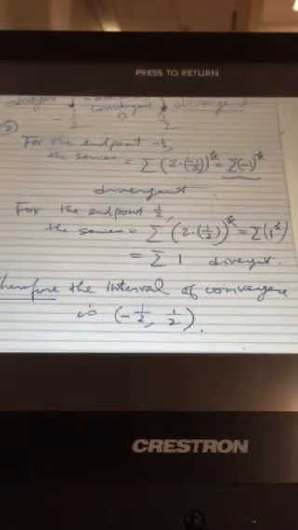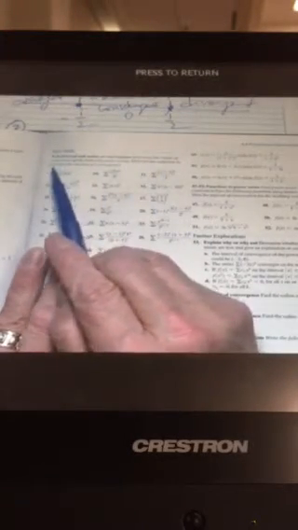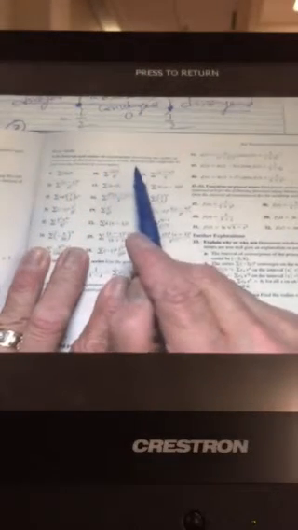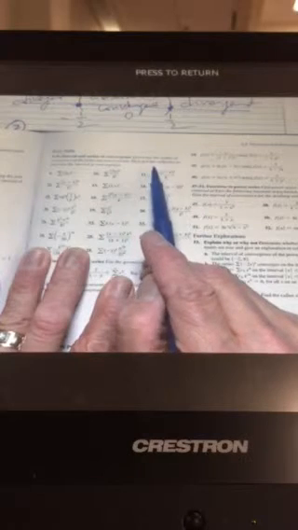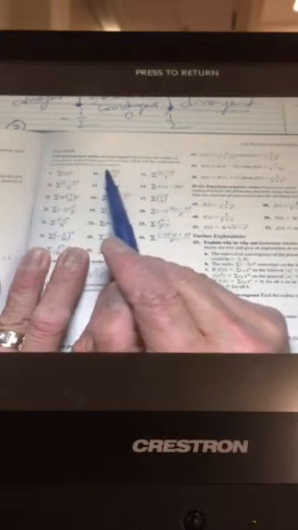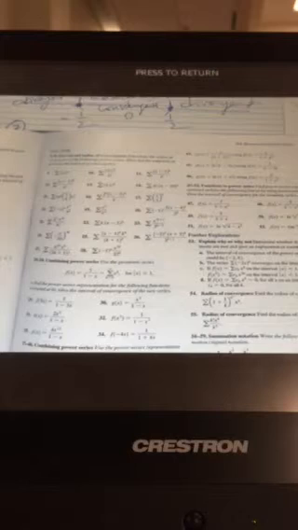So that's why, if you have the book, it says this. Let me show you the book. It says: determine the radius of convergence of the following power series. Then test the endpoints to determine the interval of convergence. And we have to test the endpoints. So that's what I did.